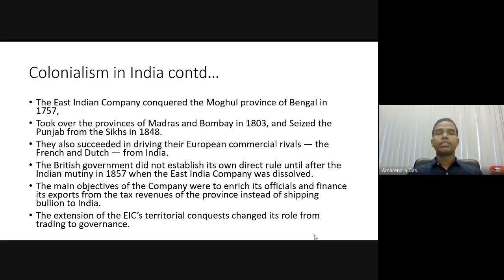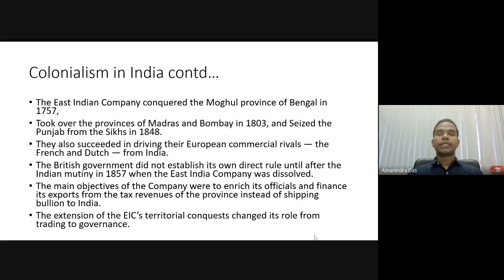Now, the main objectives of the company were to enrich its officials and finance its exports from the tax revenue of the province instead of shipping bullion to India. That means when they were simply operating as the East India Company and exporting commodities from India, the gold for the payment of those exports was coming from the UK. Now they thought that if we can rule this country or some kingdoms, then whatever tax revenues we get, we can use for financing our exports, and we don't have to import the gold from the UK.